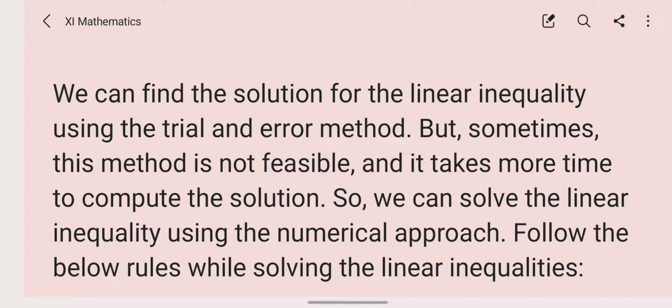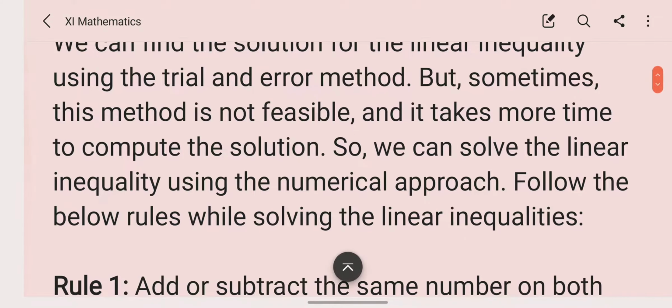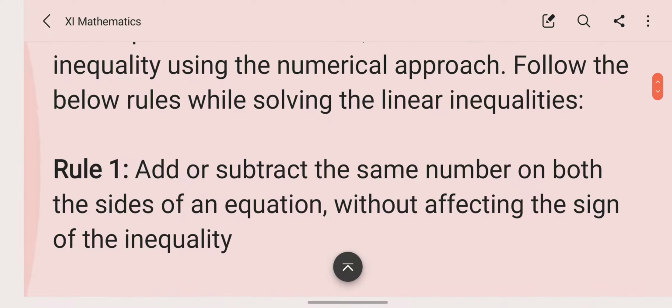Just by transposing one-on-one values or by the intuition method, we can obtain the solution, but that becomes a very long solution. The steps will be longer there. So we can solve the linear inequality using the numerical approach. We have some golden rules for you all.